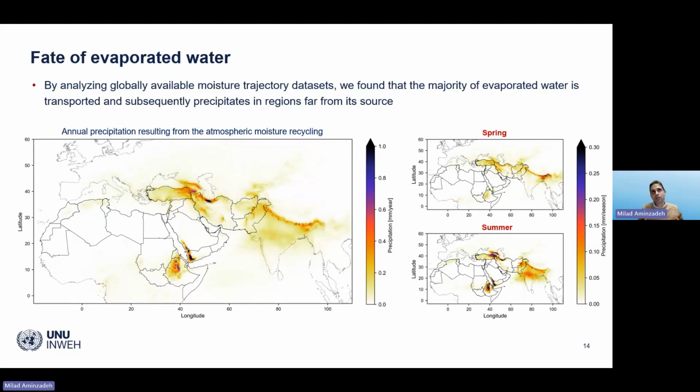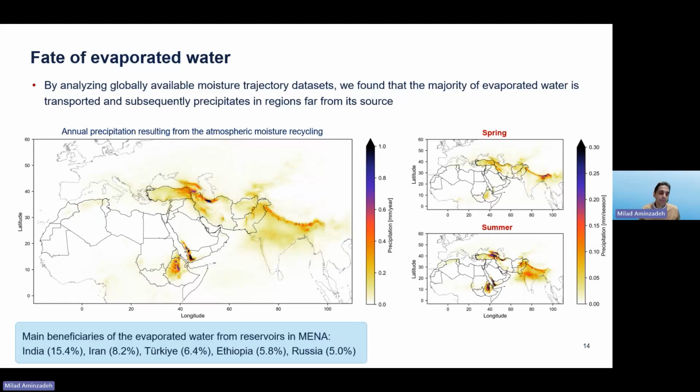At basin scale, we might think, okay, within a basin, once water evaporates, if it returns again in the form of precipitation, we may not consider that as a loss. But in this case, we already saw precipitation is decreasing. We have quite high agricultural water demand. So most probably the precious groundwater, we are abstracting it, filling these reservoirs, but because of the inefficient storage, water is simply lost to evaporation, and then with atmospheric circulation processes, it goes away and precipitates somewhere else. Our analysis showed that the main beneficiaries of the evaporated water from reservoirs in MENA are India, Iran, Turkey, Ethiopia, and Russia.